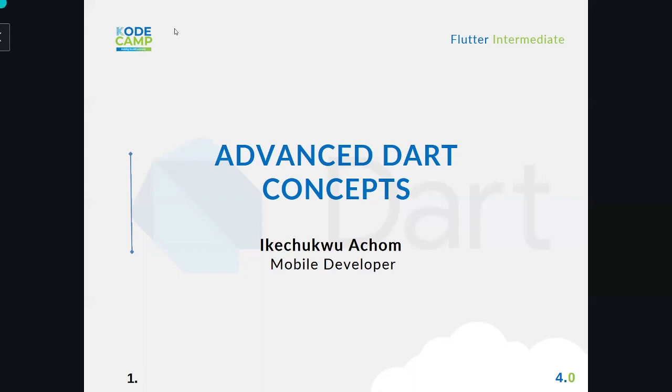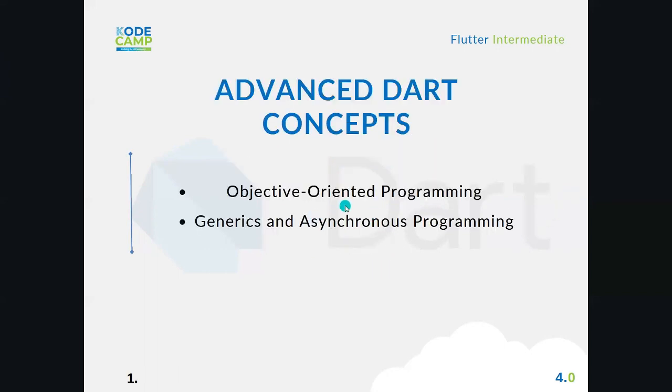So let's probably just start with definitions, right? What is OOP? Is there anybody that can just help us out? What is object-oriented programming? So part of what we're going to look at today, probably this week, is OOP, and then we'll talk about generics and asynchronous programming.